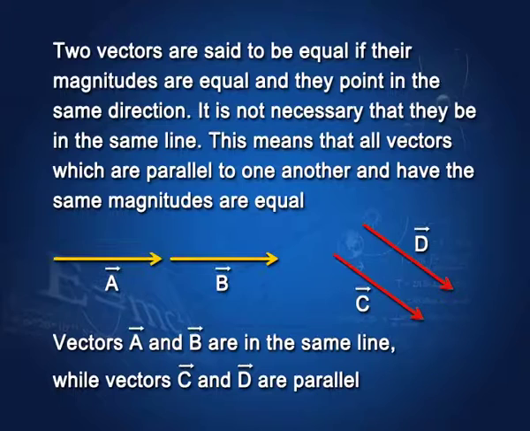Please remember this equality thing. Many times you will find one vector here and another vector somewhere else. But remember, as long as the magnitude of the vectors is the same and they point in the same direction, they are equal. They may not be in the same line. All that we need to understand is vectors are equal when their magnitude is equal and they point in the same direction.